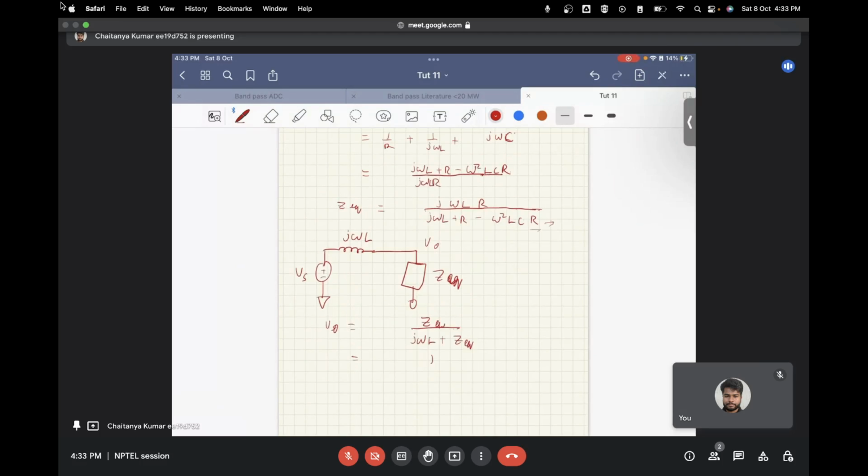So this becomes j omega L times R upon j omega L plus R minus omega square LC times R, times j omega L, plus the same thing again, j omega L times R, divided by j omega L plus R minus omega square LC times R.